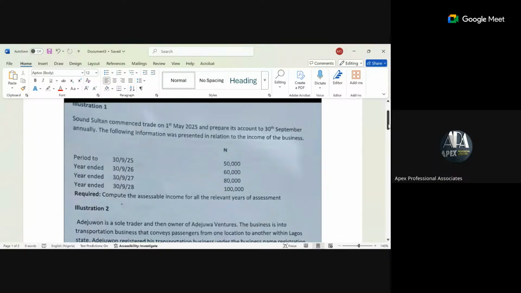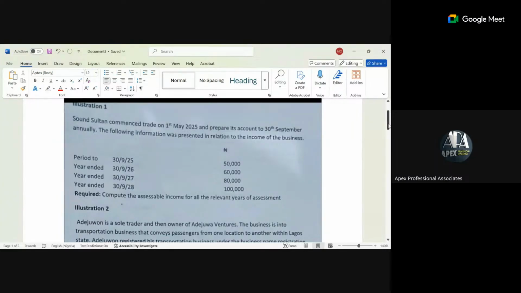Anywhere you see they put period 2, that means that year is not up to 12 months or is more than 12 months. Anywhere you see they put year ended, take note, that period is exactly 12 months. I repeat, where you see period 2, the basis period is not up to 12 months or is more than 12 months. But where you see year ended, that means it is exactly 12 months.